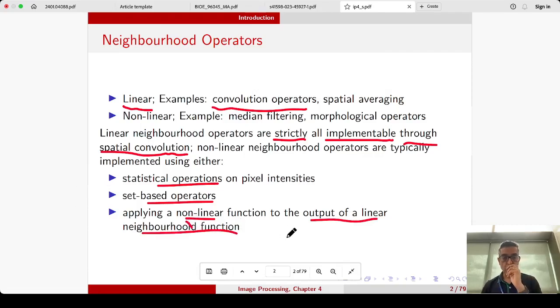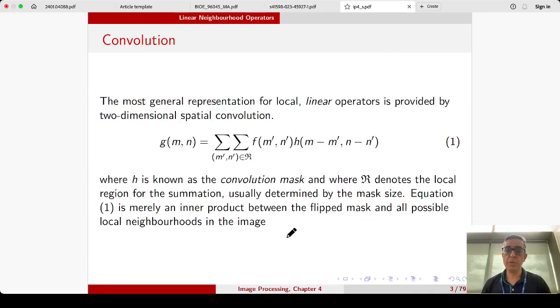Okay, so we have this thing that we can do to convert a linear operator implemented by convolution into something that's nonlinear, and we're going to explore how that's done later on in the lecture, because that forms the basis of convolutional neural networks, which I'm sure many of you will have come across or heard about. Okay, so let's have a look now at convolution.